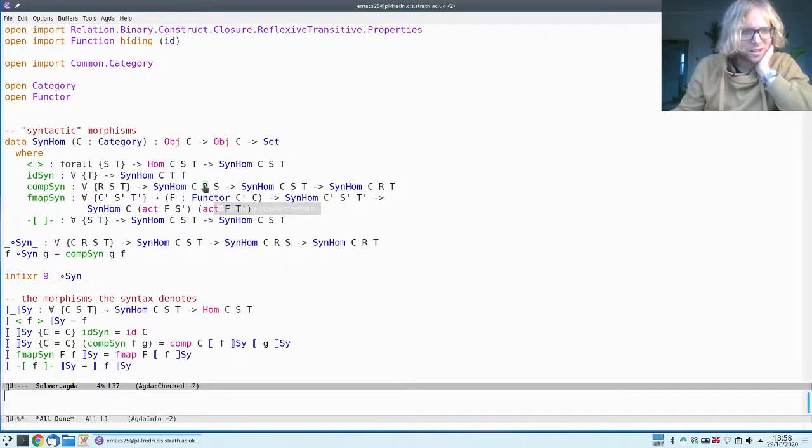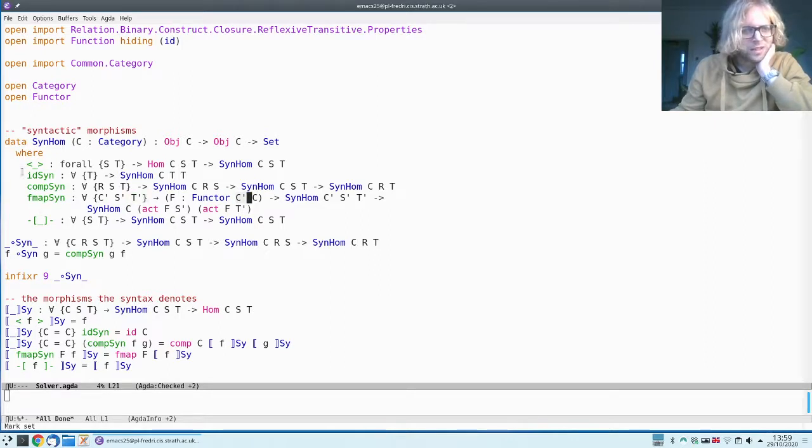So what are the syntactic morphisms? Well, it's basically syntactic versions of all the categorical things that we know of. So we have identities, composition, and an F map applied to some syntactic morphism, where crucially the functor here is allowed to move to a different category, right? So it doesn't just have to be endofunctors.